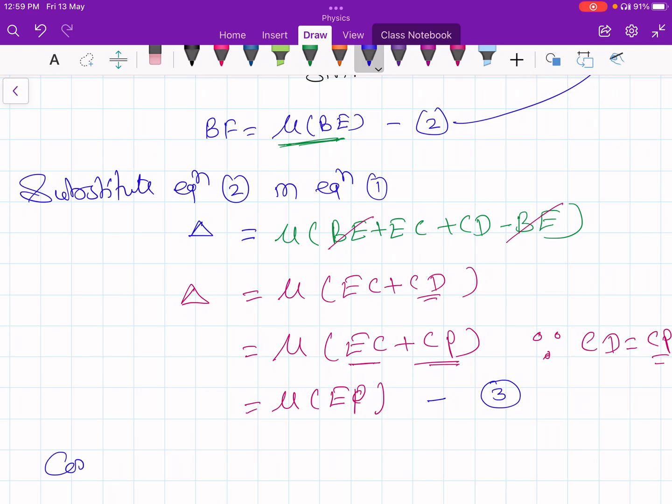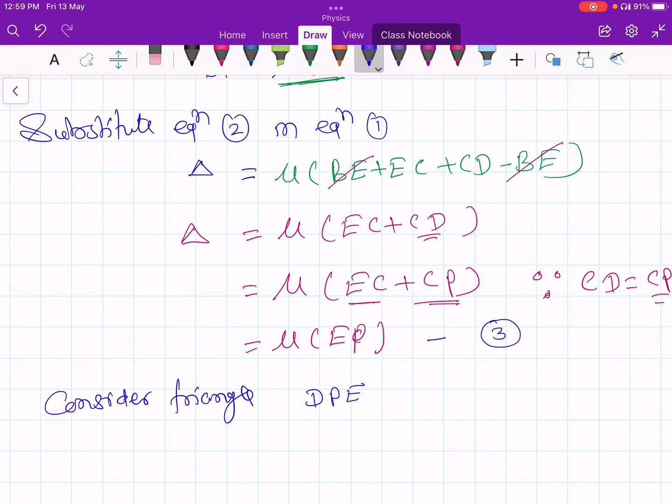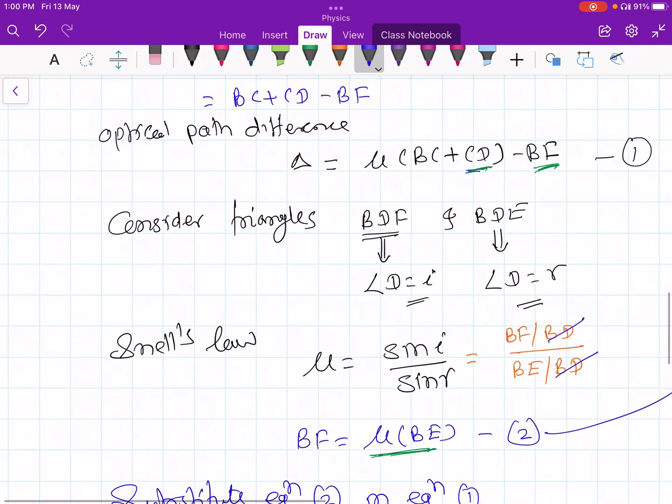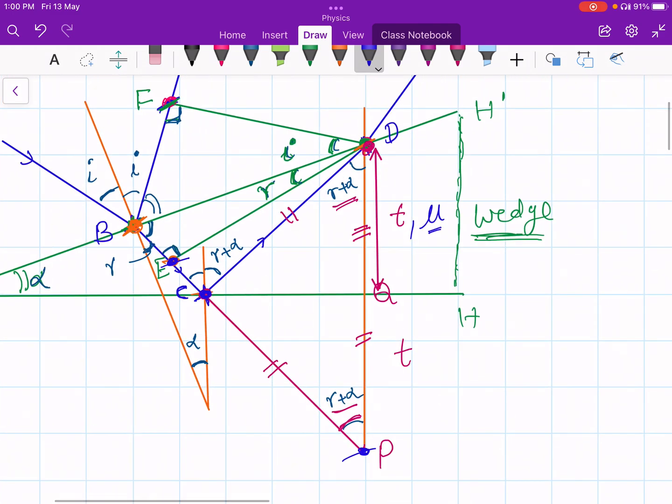Then I am going to consider triangle DPE, where angle P is equal to r plus alpha. Let's see that in the diagram. I am considering the triangle. This is my D over here. This is point P over here. And this is point E over here. So I am considering the triangle DPE. And angle P over here is nothing but r plus alpha. Then what would be cos r plus alpha? Cos r plus alpha is equal to EP upon PD.